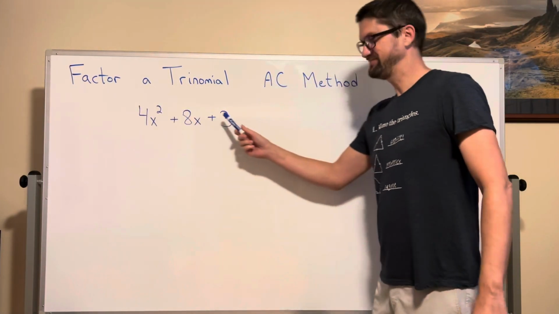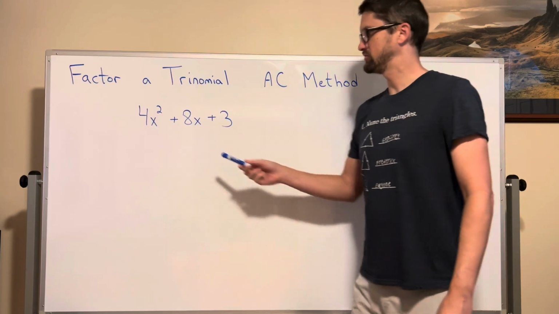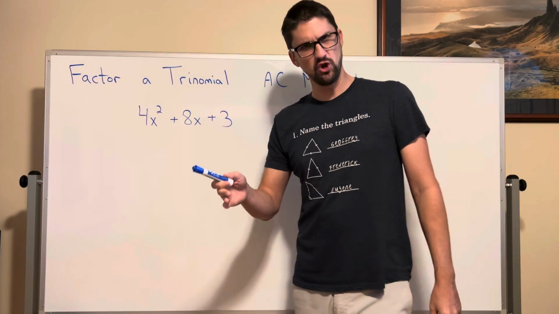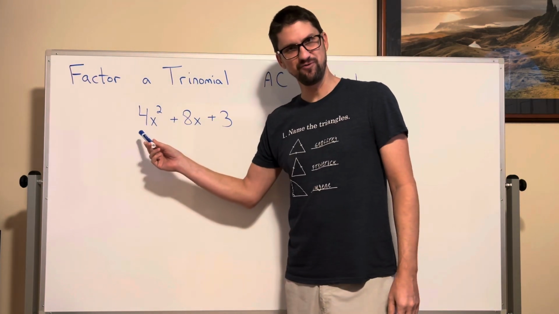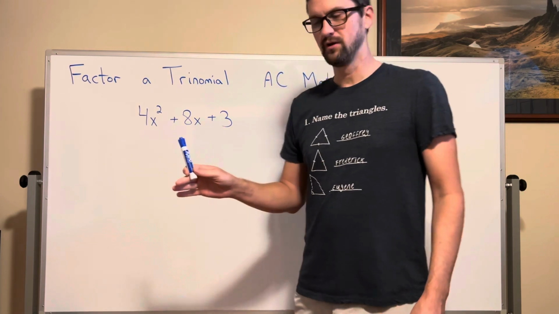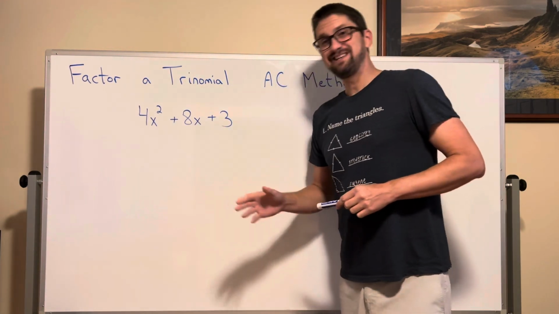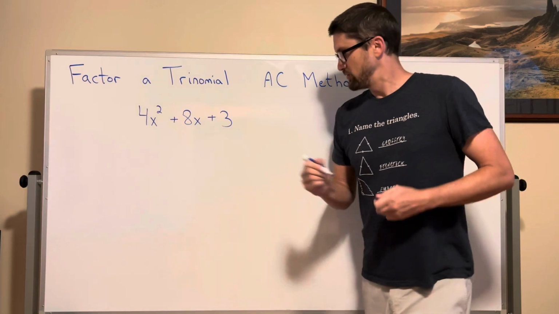Factor a trinomial using the AC method. Here's our trinomial. First thing to notice is that the leading coefficient is not 1. So if that's the case, then the AC method is one way of doing this.